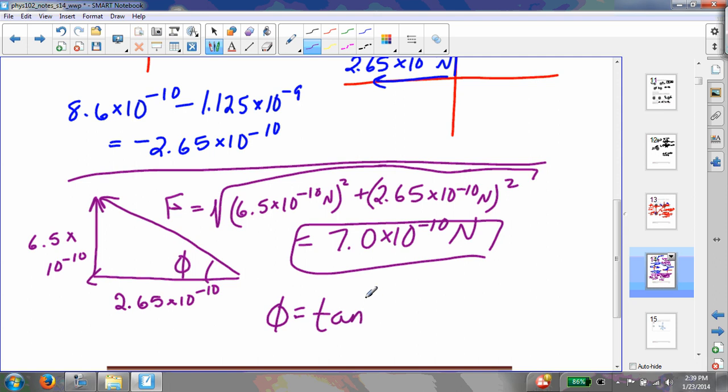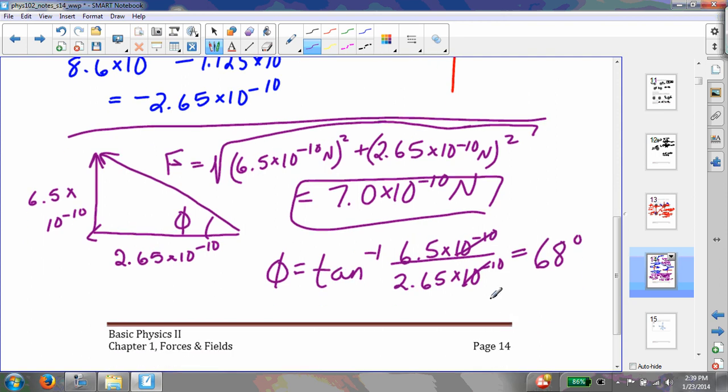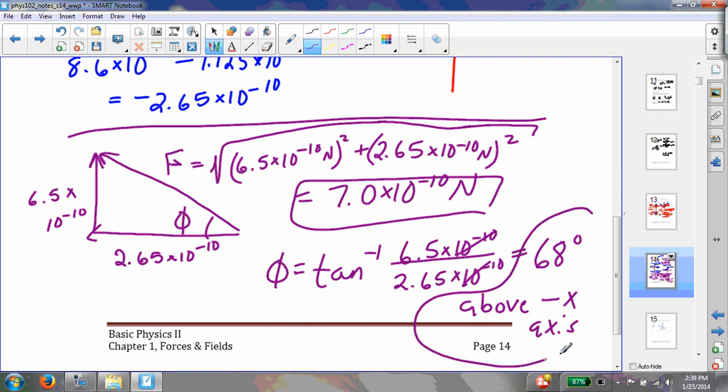And then I want to find my angle, phi, which is going to be the inverse tan of the opposite over adjacent. That is 6.5 times 10 to the minus 10 divided by 2.65 times 10 to the minus 10. Those cancel out. So 6.5 over 2.65, inverse tan, 68 degrees. We have to be more clear though, because that's 68 degrees above the negative x-axis. So that's our answer. We have a force of 7.0 times 10 to the minus 10 newtons at 68 degrees above the negative x-axis.